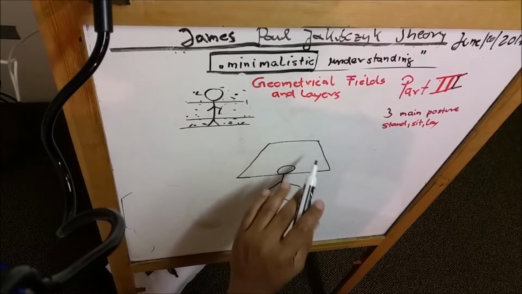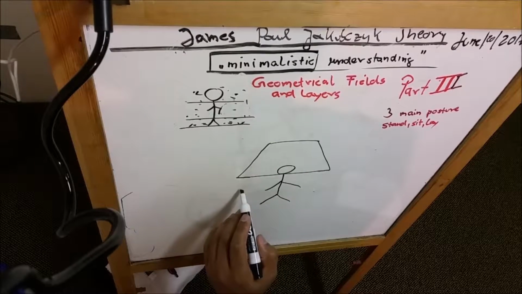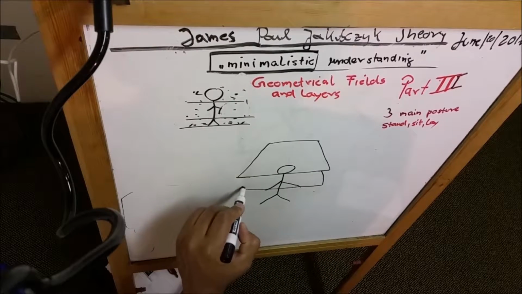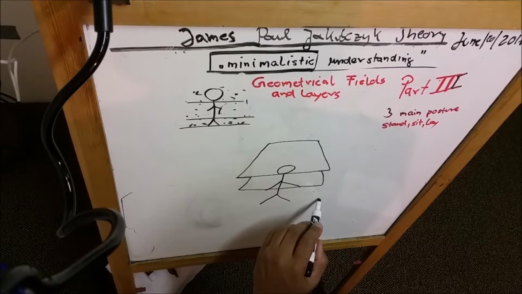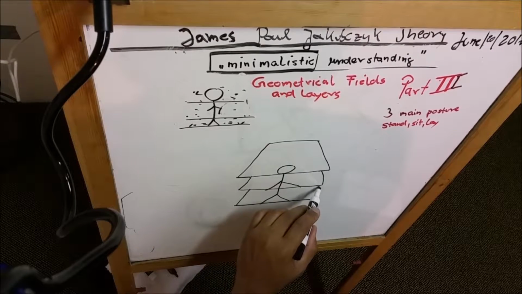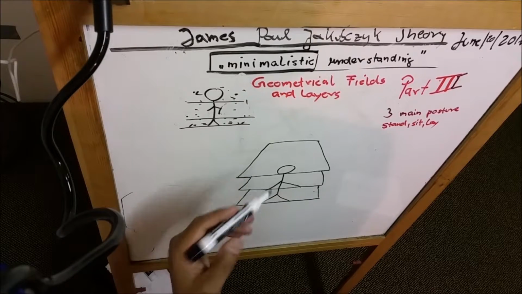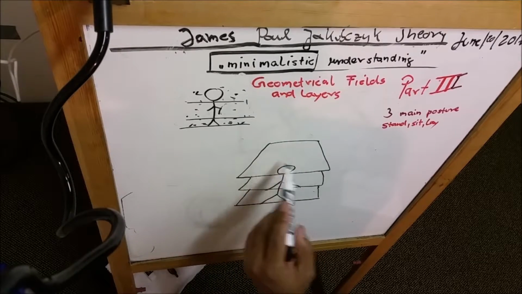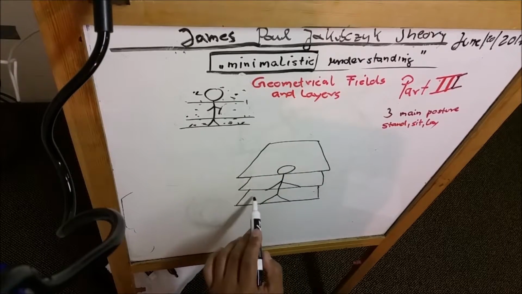So this is the head layer, everything that is in your head vision. Then we have here the upper body layer, and then we have here the ground layer. That's what you have to understand. Those are the invisible geometrical field layers that we are always captured in. So this is the head layer, this is the upper body layer, the geometrical field, and this is the ground level field.